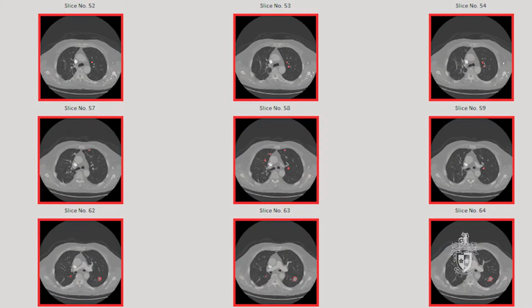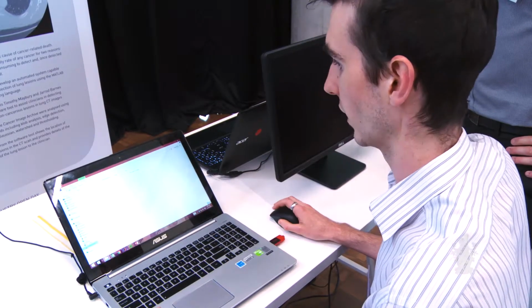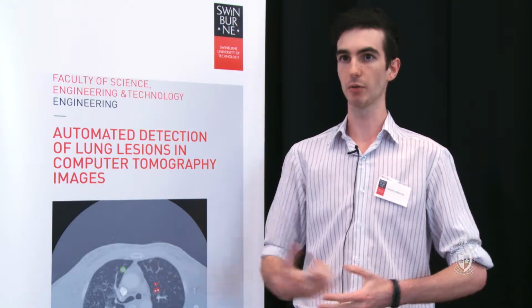Instead of having to look at 100 images, let's say, they could look at 10 and go, okay, these are the ones we need to look at, this is where we have our issues, and then get patients onto the correct treatment.